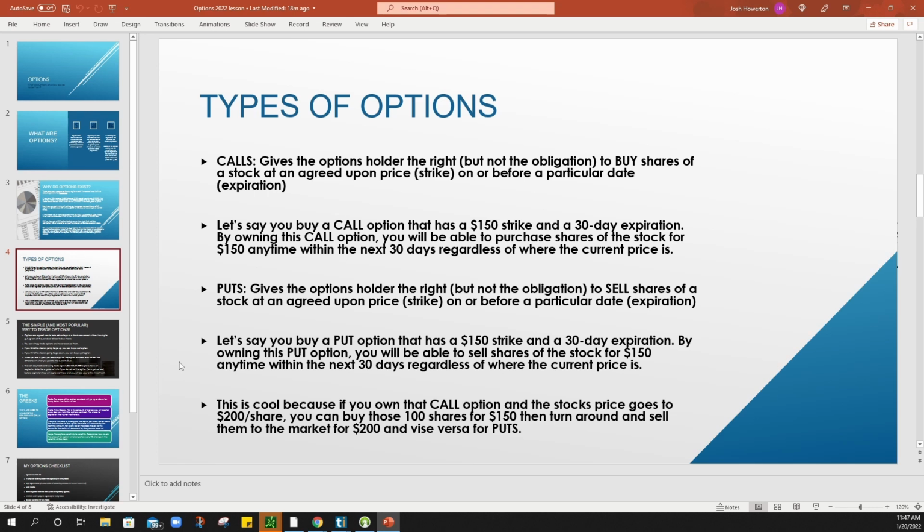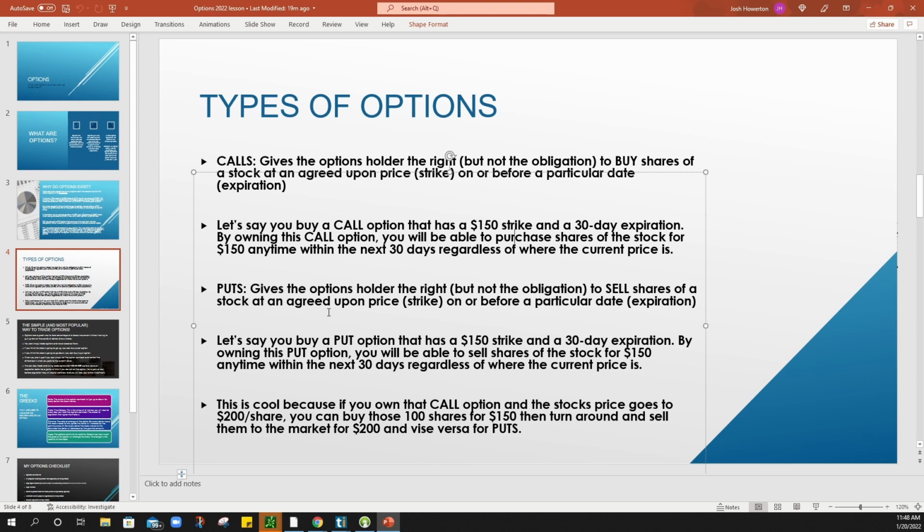So why would you want to do that, right? So let's say you have a call option. It's a 150 strike, 30 days till expiration. Let's say the next day, the stock's price is at 200. You're like, wow, that went up quick. It's worth $200 now, right? But I hold this call option, ooh, buddy, right? So I can choose to buy those 100 shares for $150 because I own that call option and I'm way before my expiration date. So that's the beauty of options in this scenario.